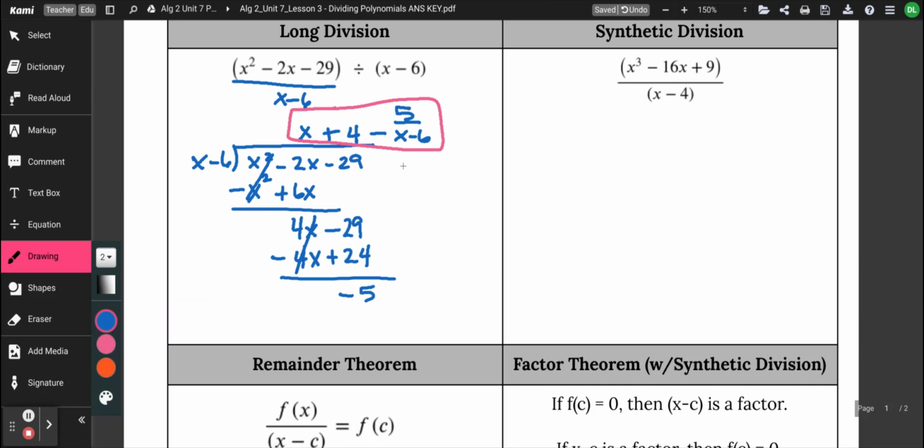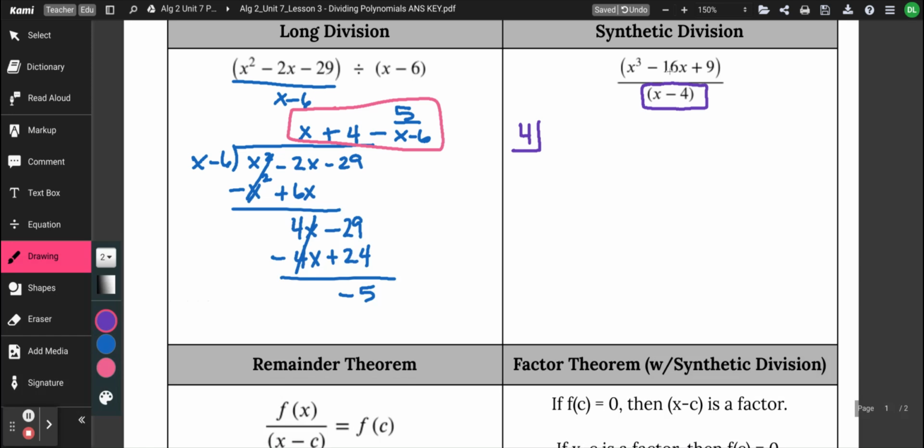I think you should have also learned synthetic division. We're going to go over that as well. So instead of all of these extra steps, we only are going to use the coefficients in front of each term. And so the first thing we have to do is find the solution for this denominator. So x minus 4, we're going to put a 4 out here because that would be what would make that 0 if we set it equal to 0.